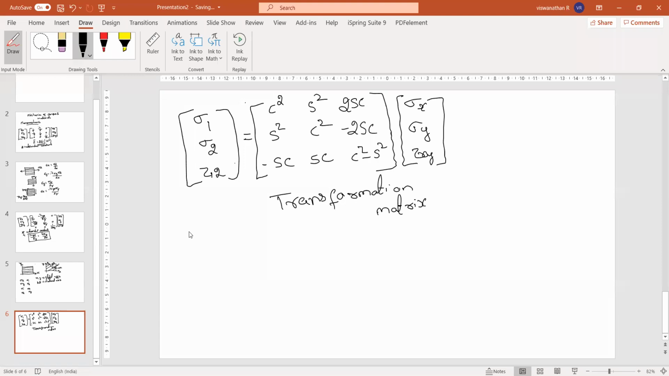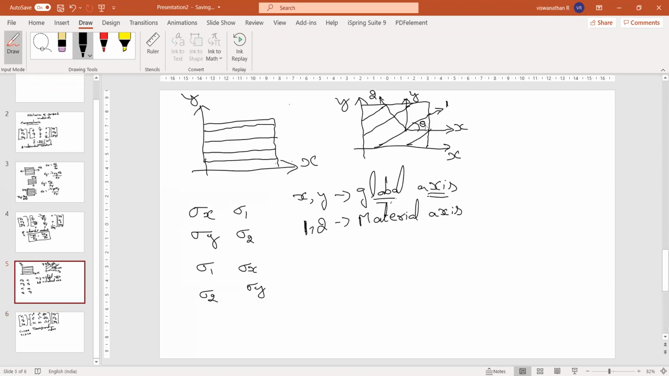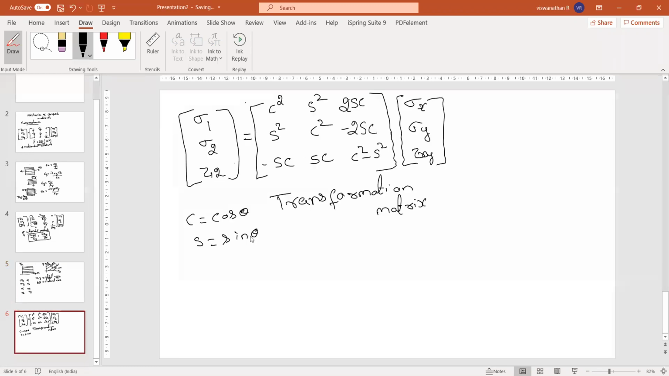Now, what is C and S? C is equal to cos theta, S is equal to sin theta. Once you know theta, what is theta? The angle between x and 1. Okay, angle between x and 1 is theta. So once you know theta, you can find C and S. You can get this matrix.